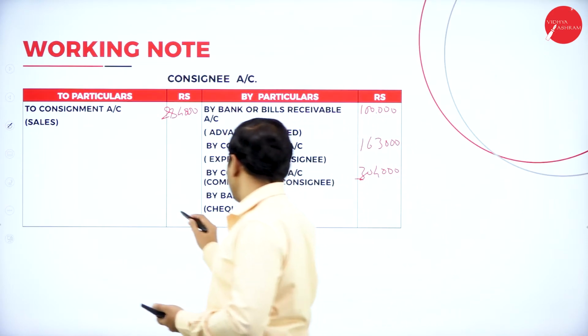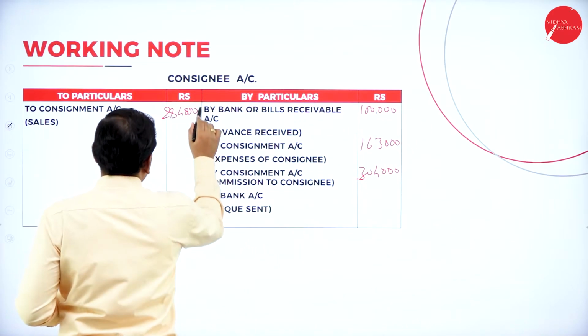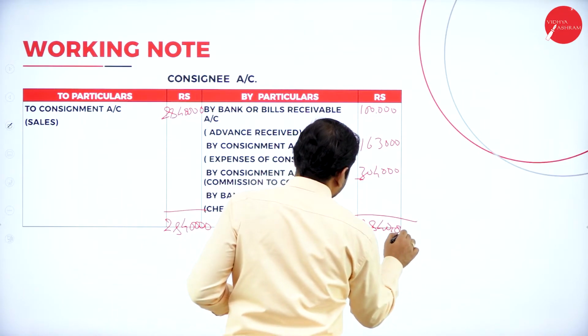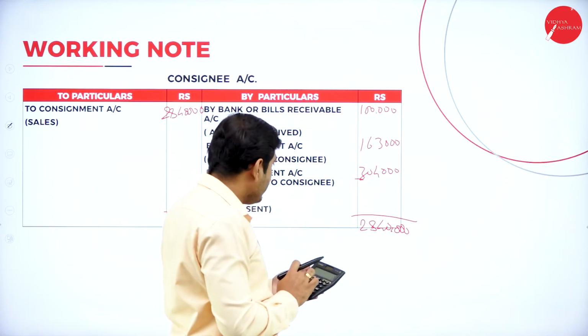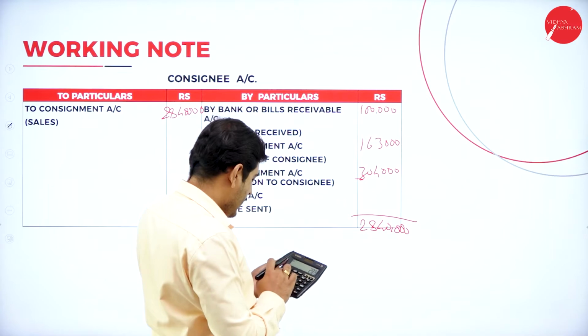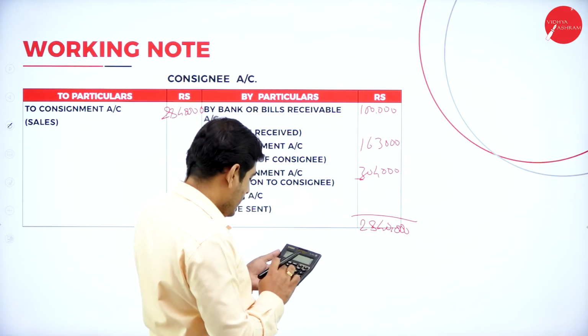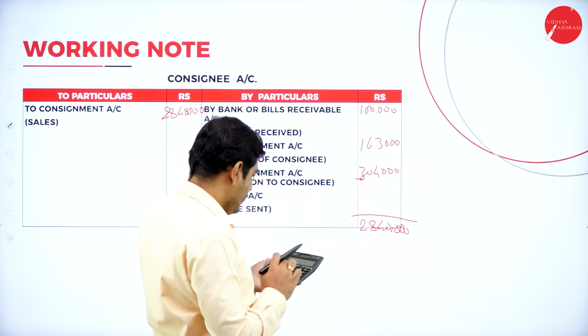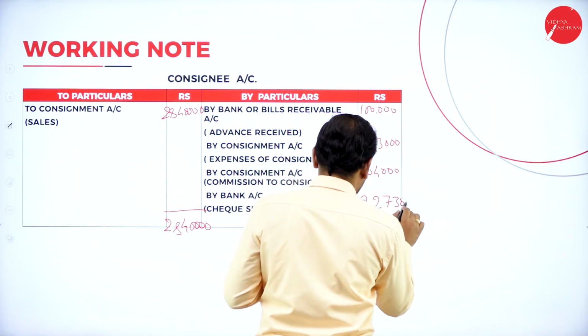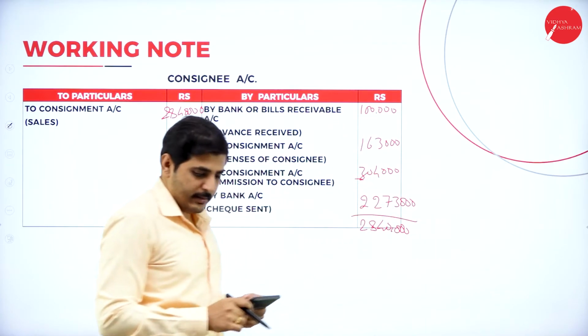So, let's add both the sides. 28,40,000. Here also 28,40,000. Remaining amount difference he will pay to consignor. 28,40,000 minus 1,63,000 minus 3,04,000. Now, 22,73,000 he will send to consignor bank account.